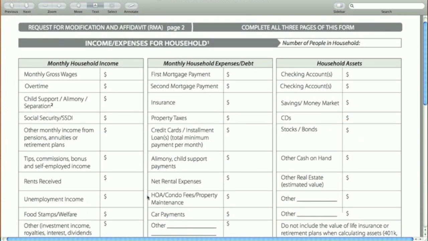So let's go to page 2 here. Here's where a lot of people make a big mistake and forget to put the number of people in the household. You have to put the number of people in the household.